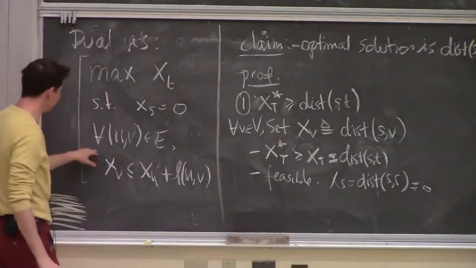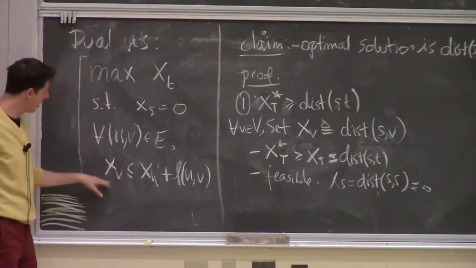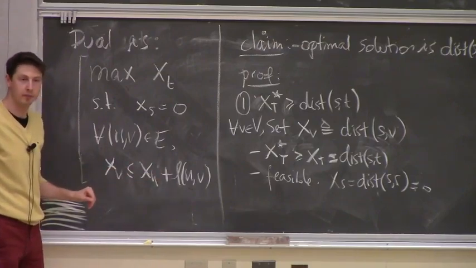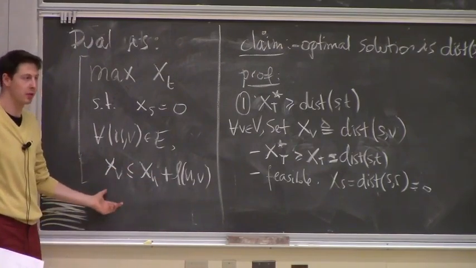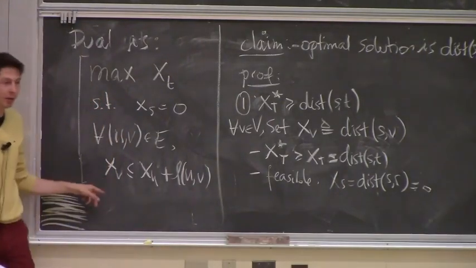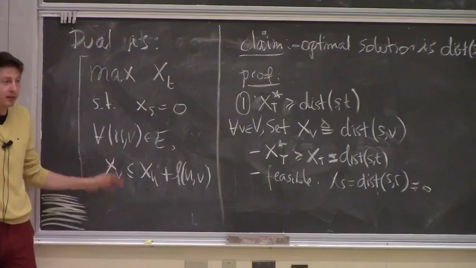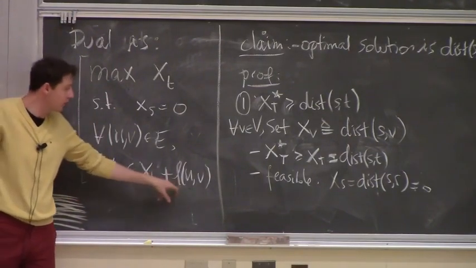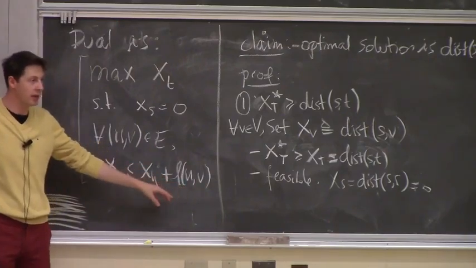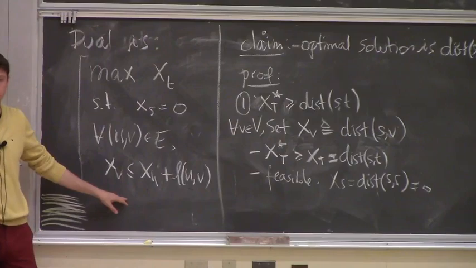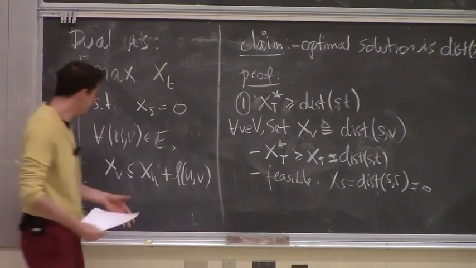So is it the case that xv is at most xu plus luv? We've used this all the time when talking about shortest paths, right? This is like saying that the distance from S to v, whatever it is, cannot be worse than the distance from S to u and then going from u to v. That's the usual kind of triangle inequality that we've been using all along when you have non-negative lengths, right? So that's definitely the case.